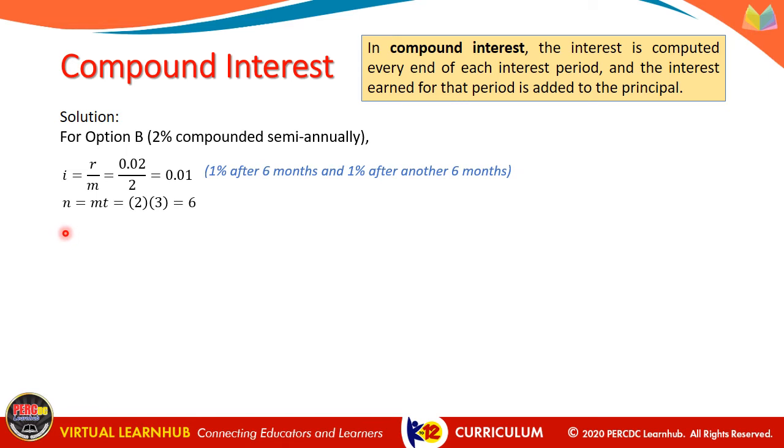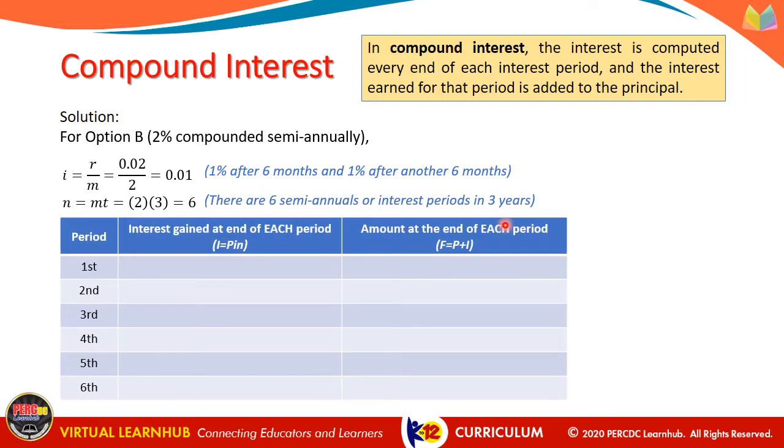We also note that N is equal to M times T. M is equal to 2 for compounded semi-annually and T is equal to 3 years. So N is equal to 6. That means there are 6 semi-annuals or 6 interest periods in 3 years. Okay?